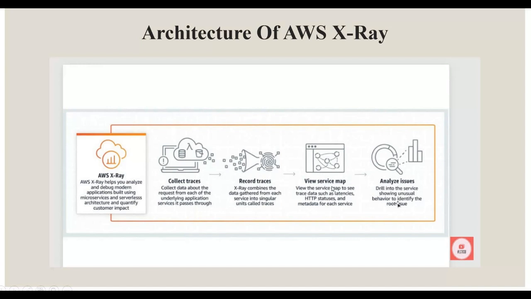In the service map, we can see the trace data such as latency, HTTP statuses and metadata for each of the services. The next is analyze the issues. Drill into the services showing unusual behavior to identify the root issues. What issues and errors can occur, for example delays. It can be easily analyzed through the services. Those showing unusual behavior, we can easily analyze where the system went wrong. So this is about the architecture of AWS X-Ray.